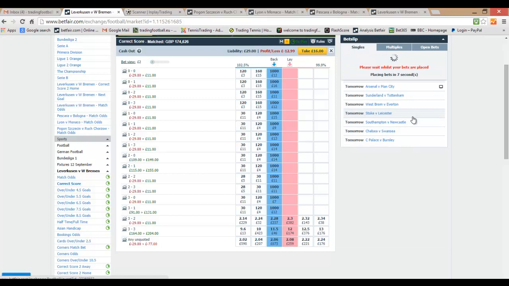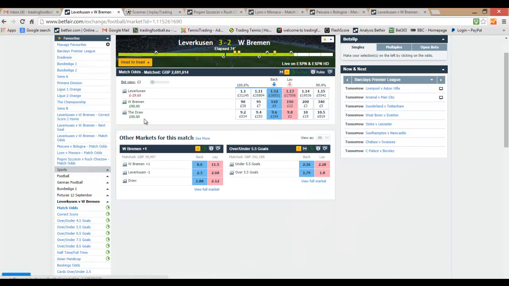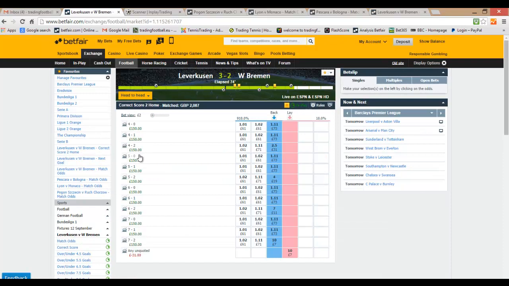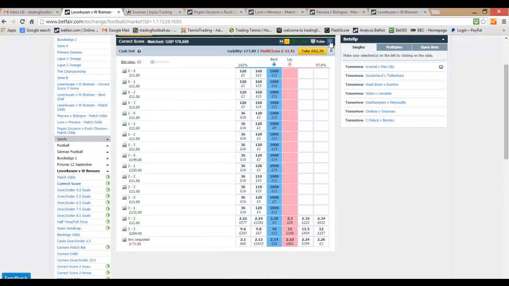What I decided I could do was lay the any unquoted, which was quite low at this point in the game, around about even money. I laid any unquoted at 2.12 for £40. So of course, if Leverkusen scored a fourth goal, I'd win £150 on the 4-2, lose £73 on the correct score market, and £29 on the match odds. So I would make about £50 profit if Leverkusen managed to score a fourth, and it would be even better news, of course, if Bremen could equalise to make it 3-3.